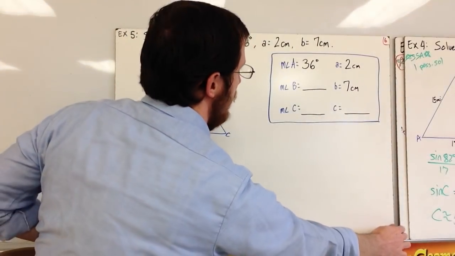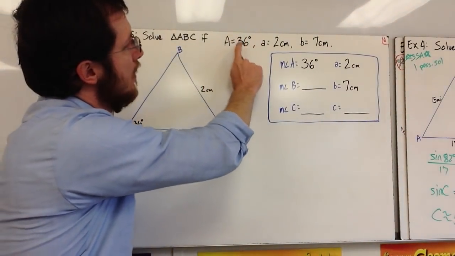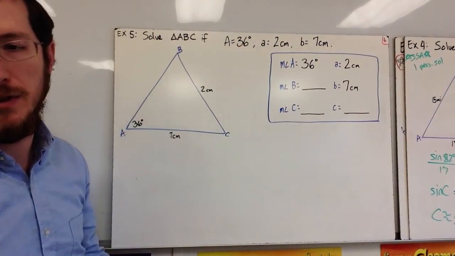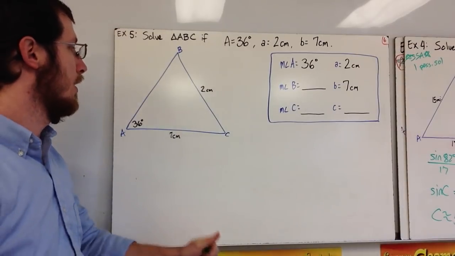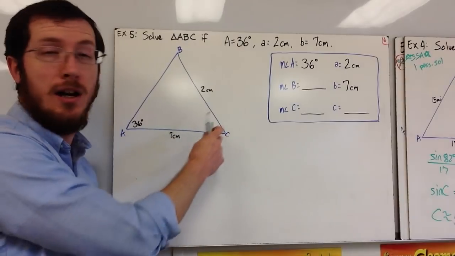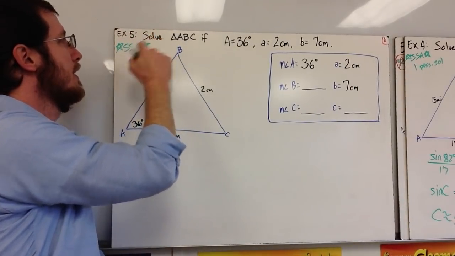All right, last example. Example 5, solve triangle ABC. A is 36 degrees, little a is 2 centimeters, little b is 7 centimeters. Okay, again, we've got two sides and an angle with the angle not included. So this is a third example of side-side angle.